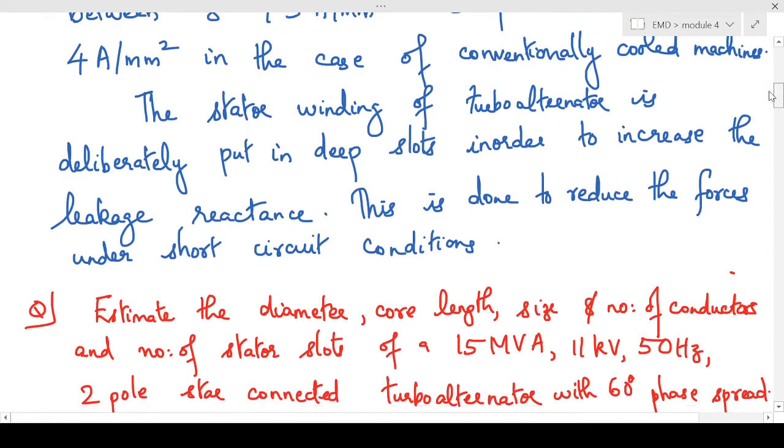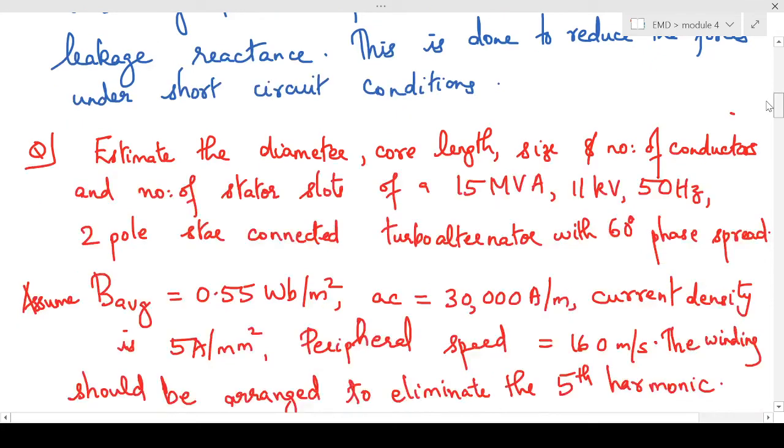Now let's move on to a design question. We are asked to estimate the diameter, core length, size and number of conductors and number of stator slots of a 15 MVA, 11 kV, 50 Hz, 2-pole star connected turbo alternator with 60-degree phase spread.